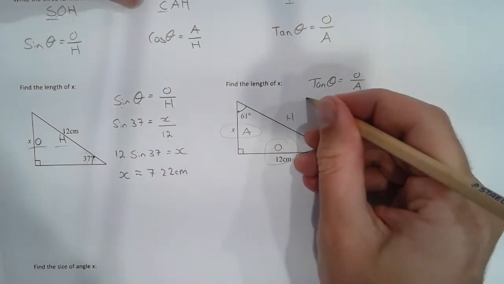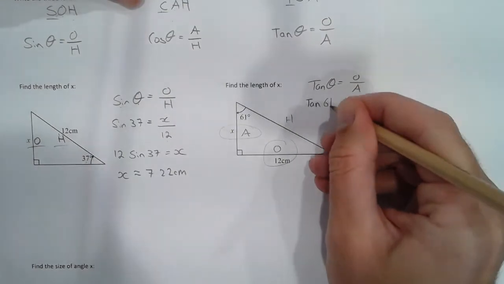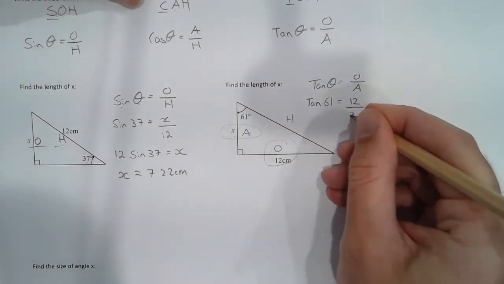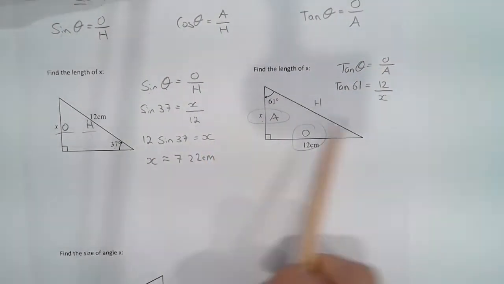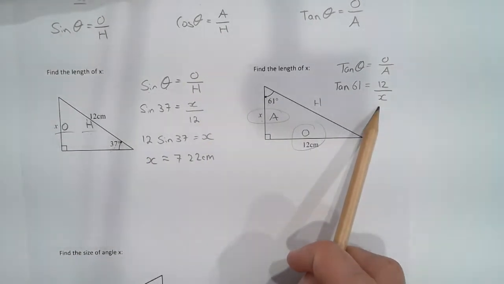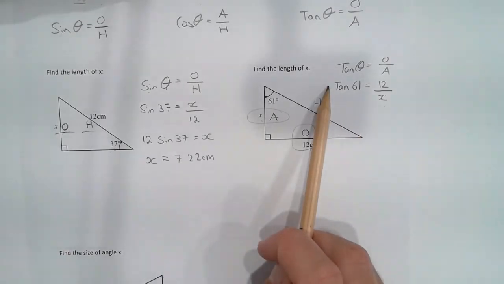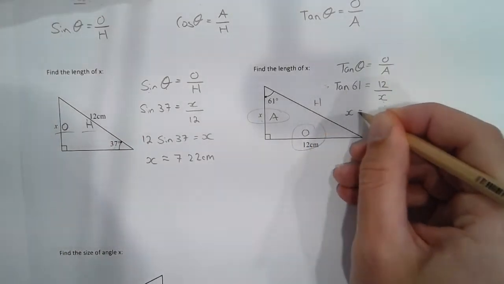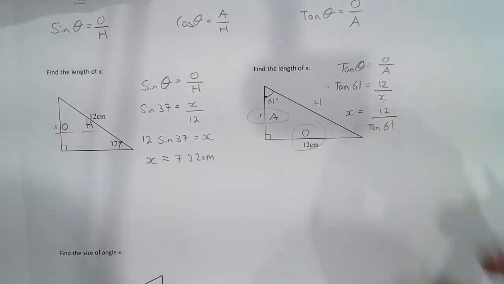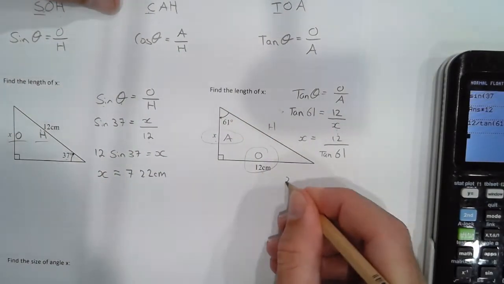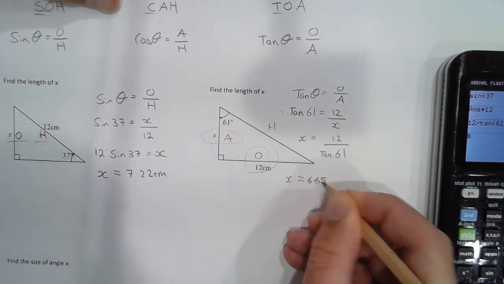Step two, substitute. Tan of the angle, which is 61, equals the opposite, which is 12, divided by the adjacent, which is x. Now this is different to the previous question, because there x was on the top, which means you just times it by 12. Here x is on the denominator. The best way of doing this one is to multiply by x, then divide by tan 61. If you move that there, and that there, you end up with x equals 12 divided by tan 61. So you go 12 divided by tan 61, and you get your answer, to two decimal places again, 6.65.